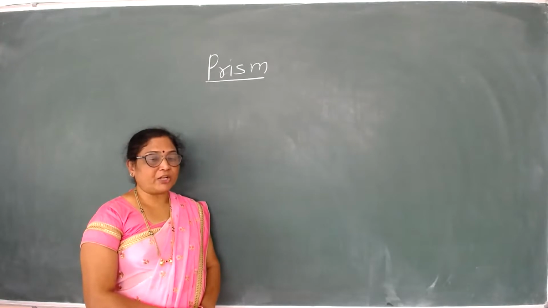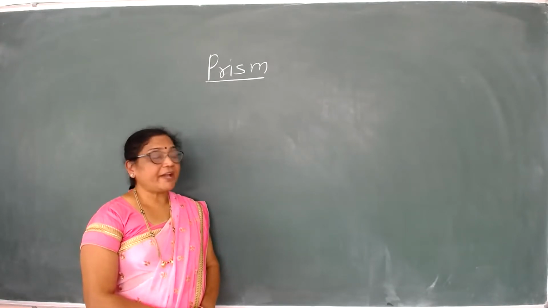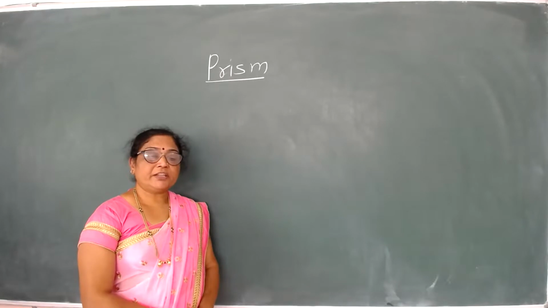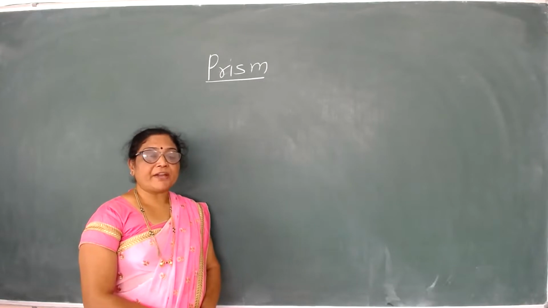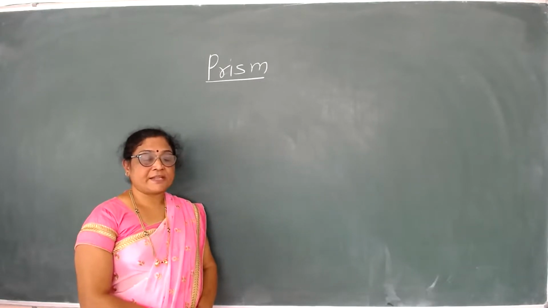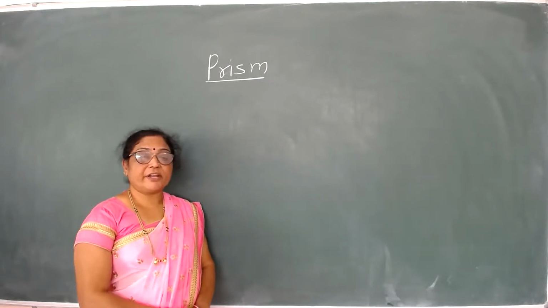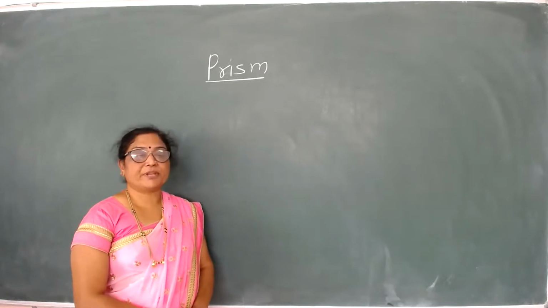The next part of refraction is refraction through the prism. In the first part, we studied refraction through the plane surface. Second part, refraction through the spherical surface. And the third part of this ray optics is refraction through the prism.